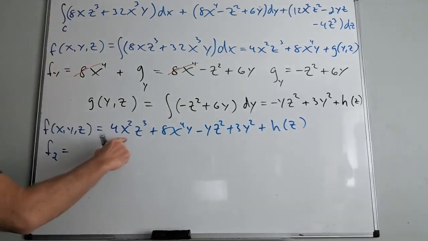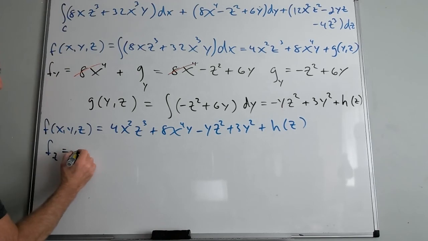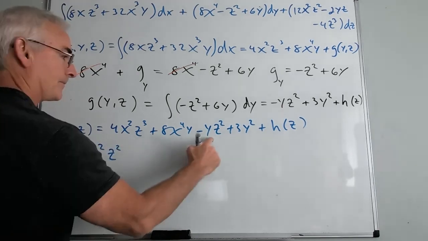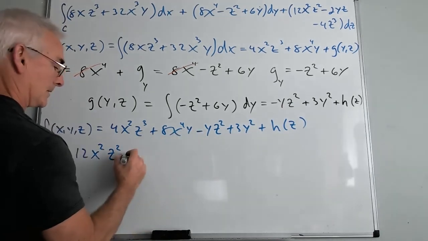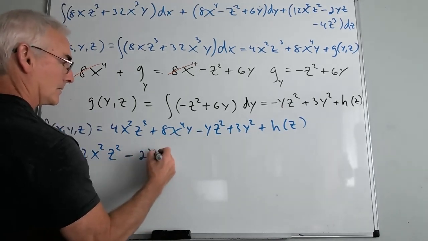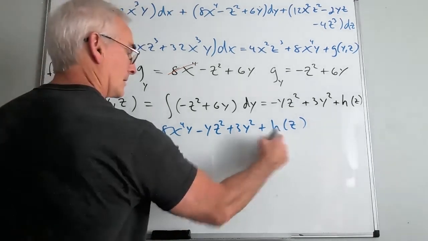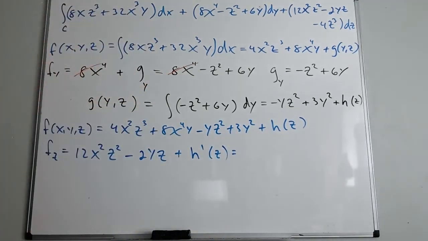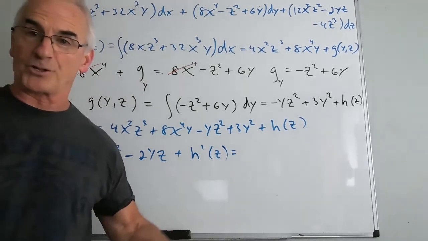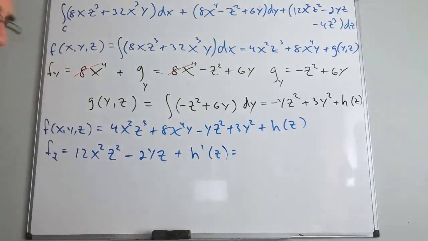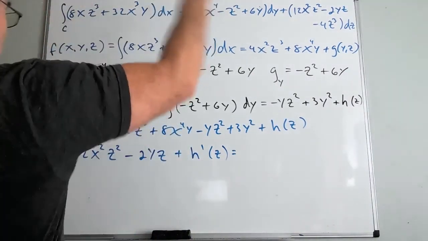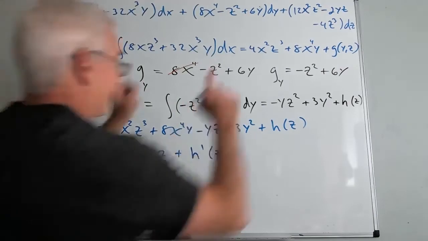And three terms. So what are they? 12x squared z squared, minus 2yz, and then h prime of z on this one. That's where I'm going to use h prime, because it wouldn't be correct notation to say the partial, because h is a function of one variable. There's not a partial.